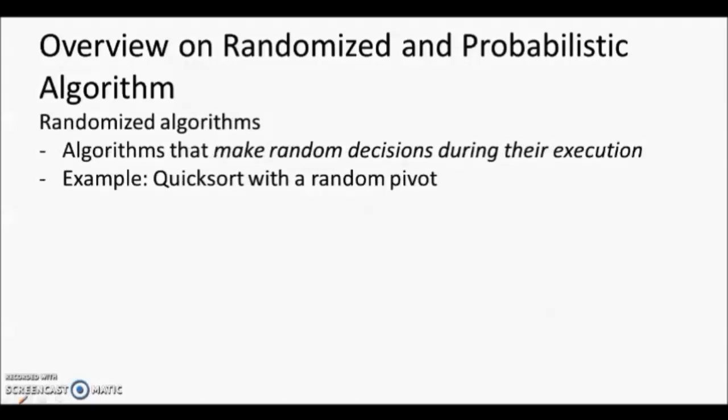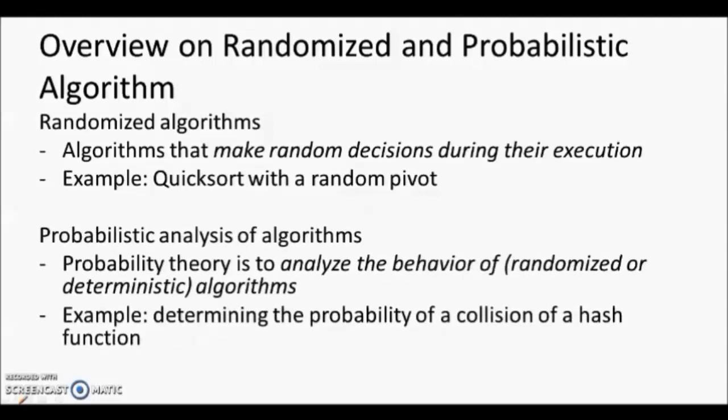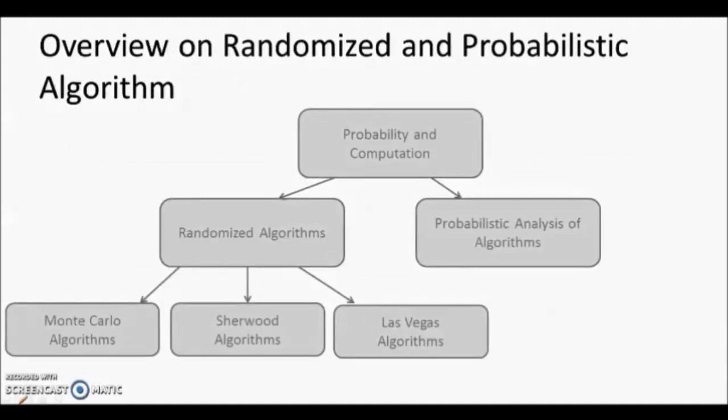Basically, algorithms that make random decisions during their execution are known as randomized algorithms, such as quicksort with a random pivot, and probability theory is used to analyze the behavior of algorithms. An example for that is determining the probability of a collision of a hash function. So this is a flowchart. This is the structure of the randomized and probabilistic algorithm. Let's take a closer look at each one of these flows.